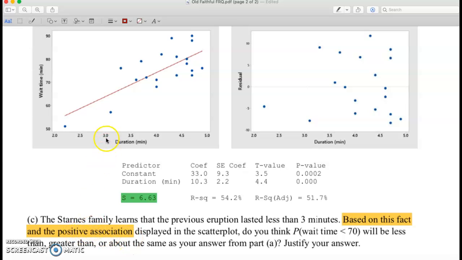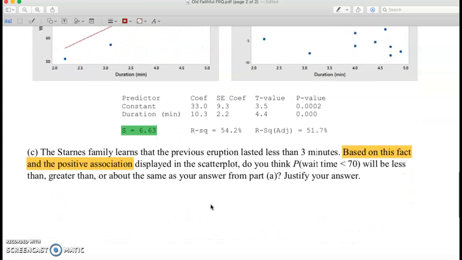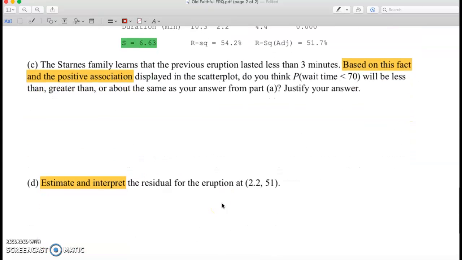Additionally, you could say, well, let's make a prediction. Now it says less than 3, but what if it was 3 exactly? If we were to make a prediction off of this linear regression, it looks like it's going to be in the mid to low 60s. So that would be another argument: if we use this as our prediction, predicting less than 3 is going to give us less than 70. That would be a great way to justify your answer, and you're basing it off of this positive association in the scatter plot.